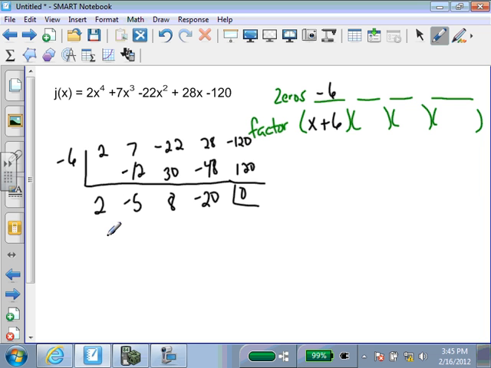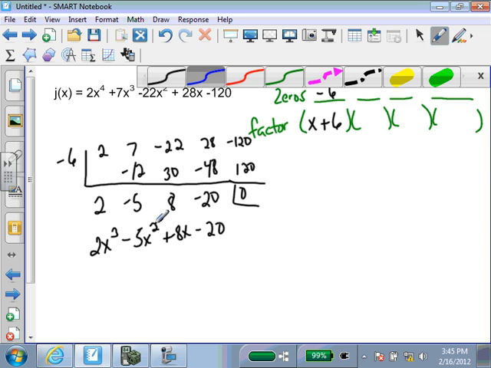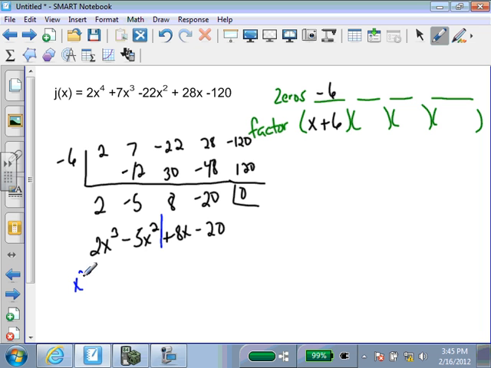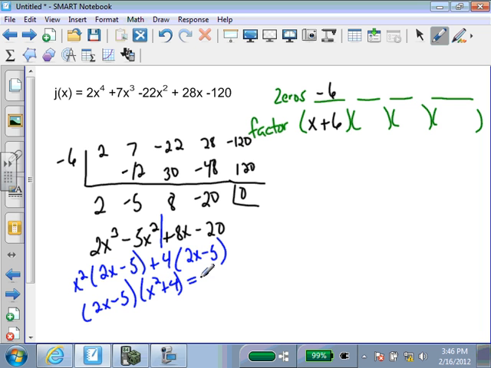So from 4th degree to 3rd degree, so 2x cubed minus 5x squared plus 8x minus 20. And I can factor that. I can factor that by grouping. X squared, 2x minus 5. And I've got positive 4, 2x minus 5. So I've got 2x minus 5 with x squared plus 4 equals 0.